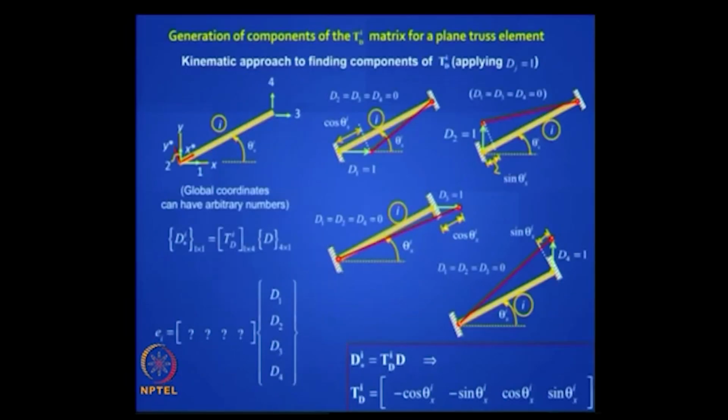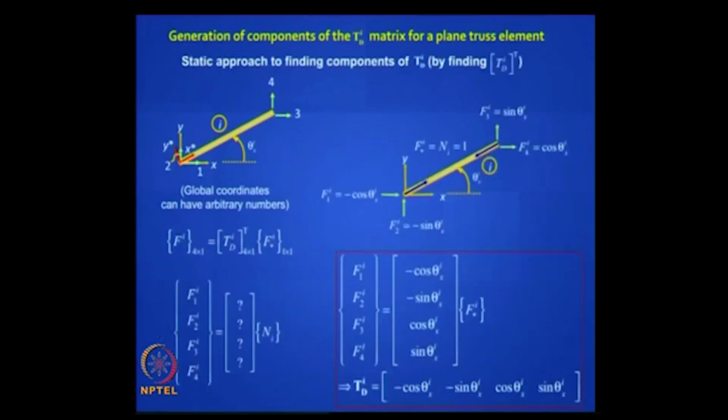So the first question that arises is, how do you generate your TD matrix? You remember there is a kinematic way of doing it. You just have to remember it is minus cos theta, minus sin theta, plus cos theta, plus sin theta. Remember this, we have done this. That means you keep applying a unit displacement at a time in your structure and see what happens at your element level. You can generate the same element stiffness matrix using a static formulation, using the TD transpose matrix.